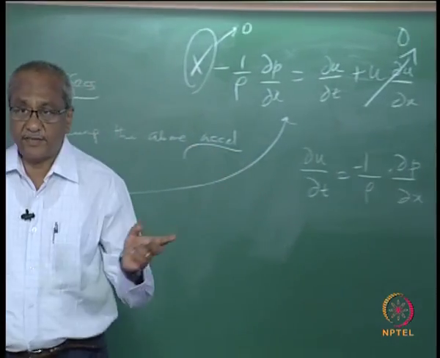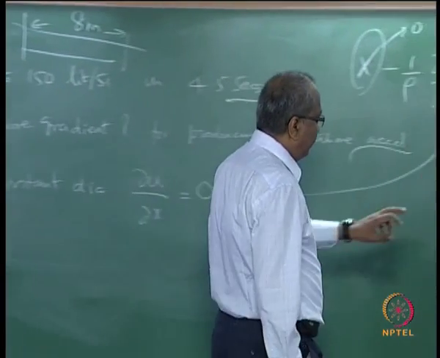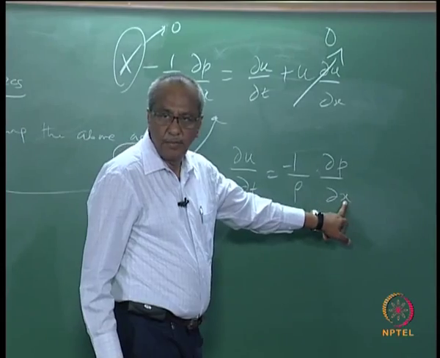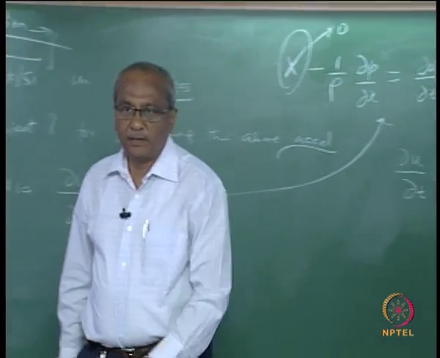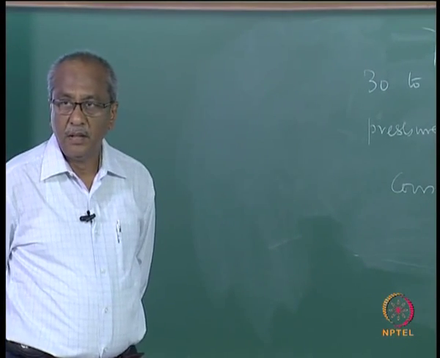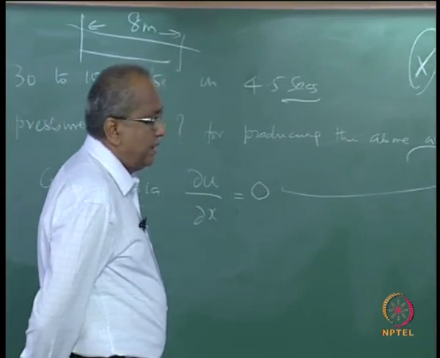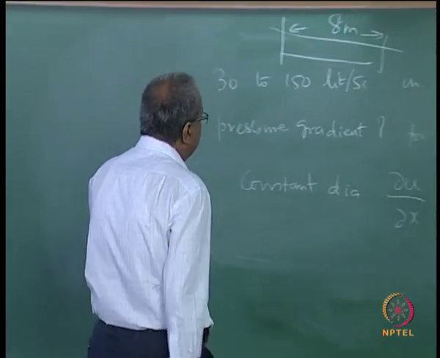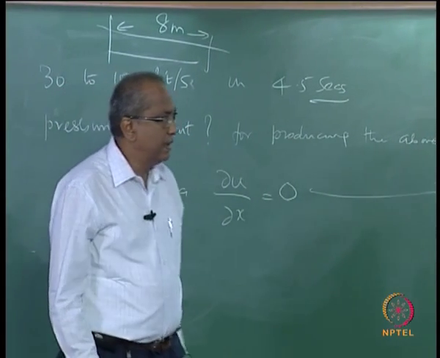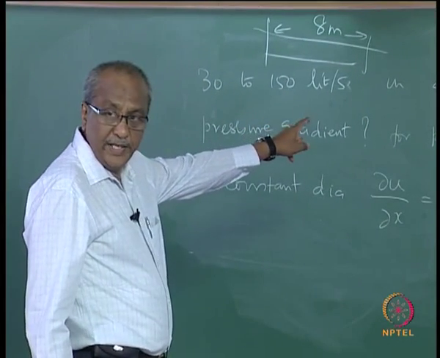This gives you the relationship between the acceleration and the pressure gradient along the pipeline, and that is what you are interested in. The change in velocity from 30 to 150 liters per second, what does that mean? You can get your delta u.